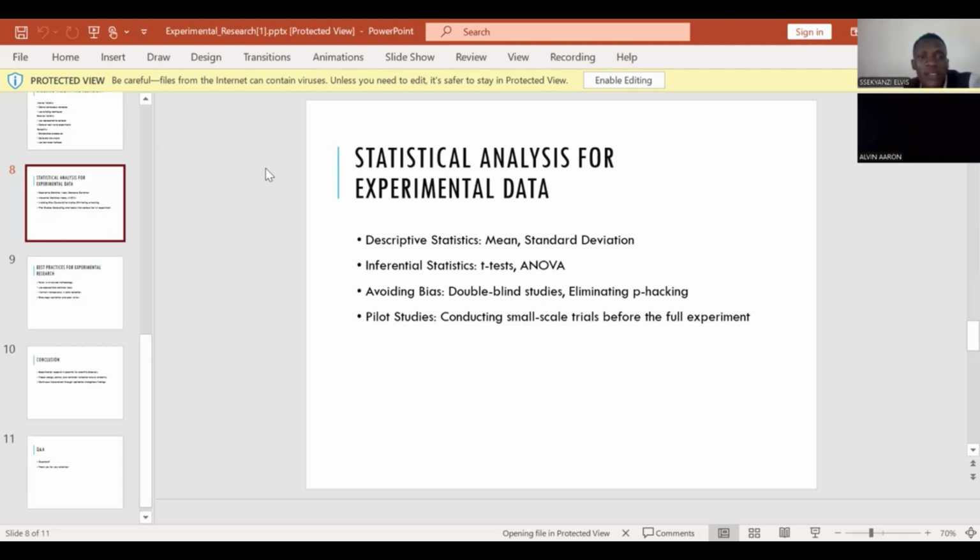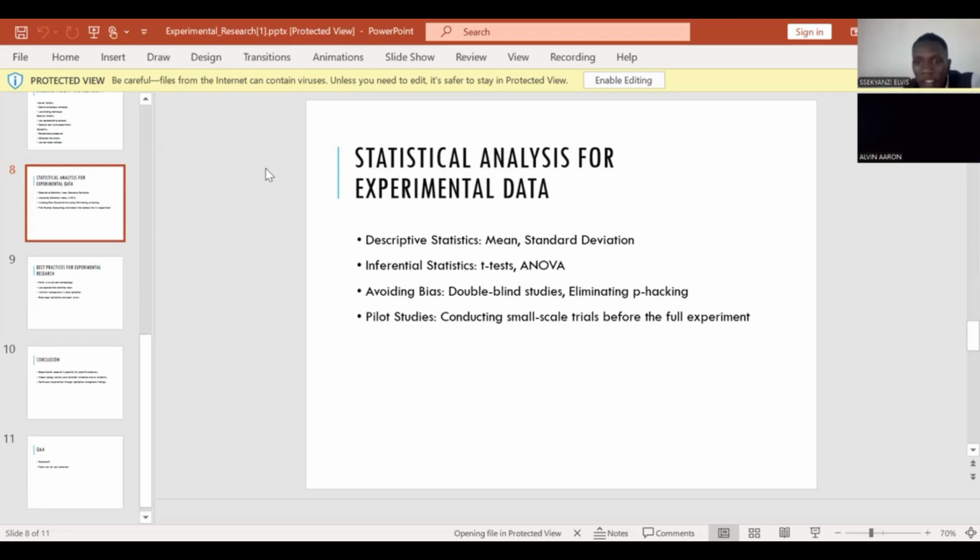Inferential statistics introduces the use of inferential statistics to draw conclusions or make inferences about a population based on your experimental sample data. The other, an example I shall give, is t-tests. These are used to compare means of two groups, determining if there is a statistically significant difference between the two.